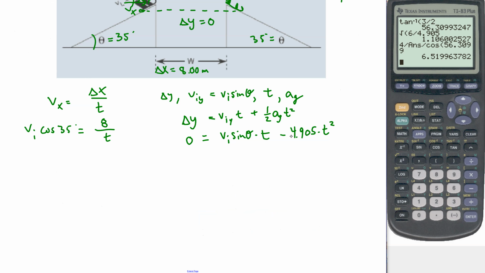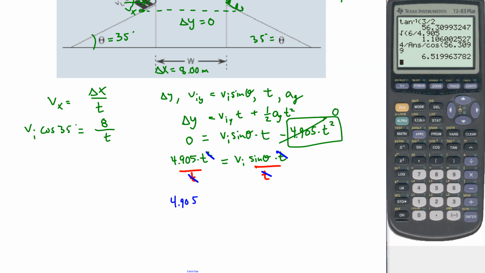Well, let's keep going because we could simplify this. Let's add 4.905 multiplied by t squared to both sides. This is all a single term, so you have to add the whole thing to the other side. And on the right, we are left with just this. This is all that's left, because this went over, became 0. Wait, we have a t on both sides. Divide both sides by t. This one cancels entirely, and this cancels one of the t's. So now we have 4.905 t equals VI sine theta.